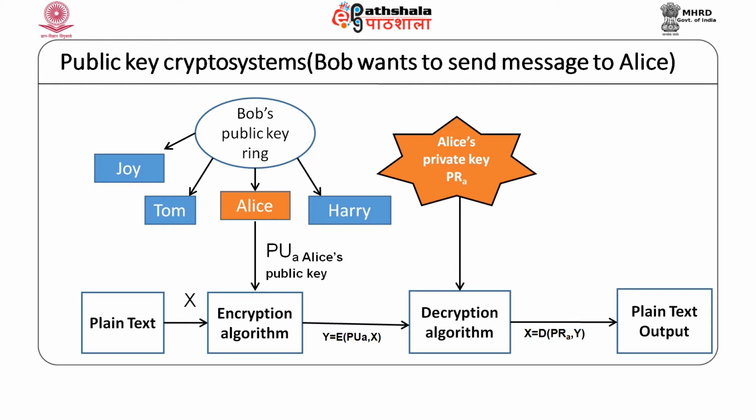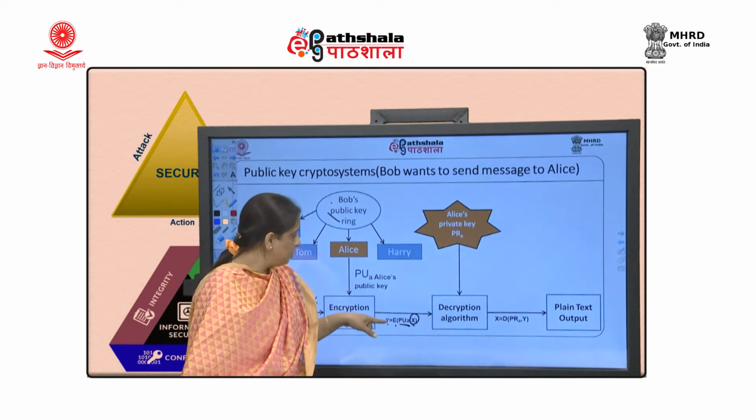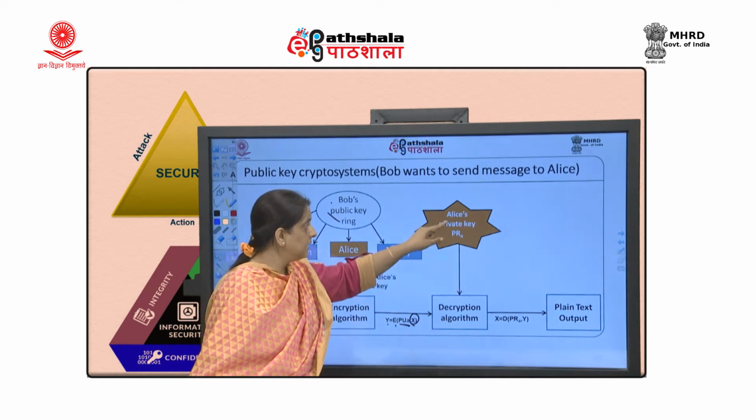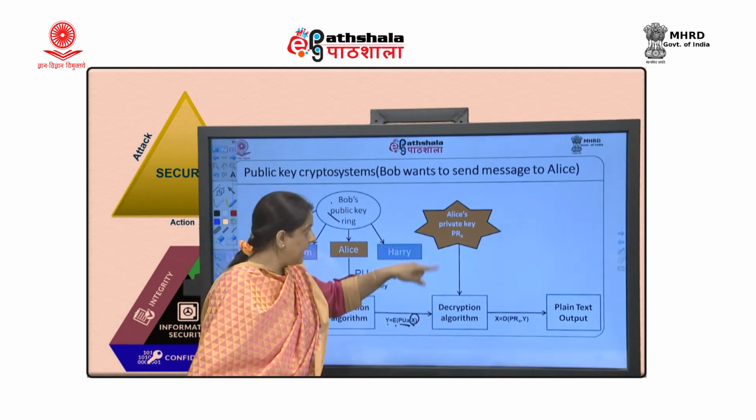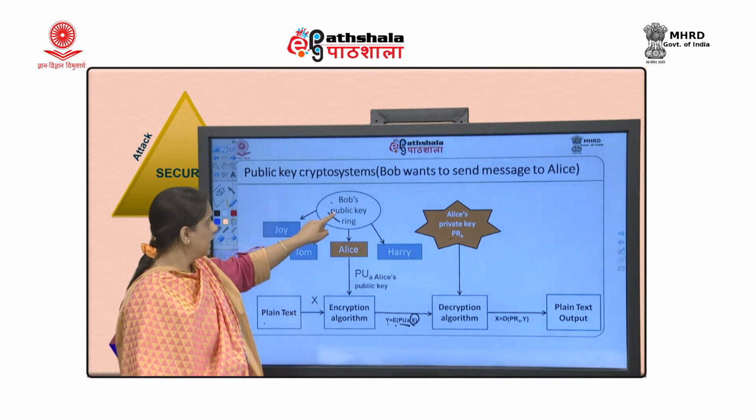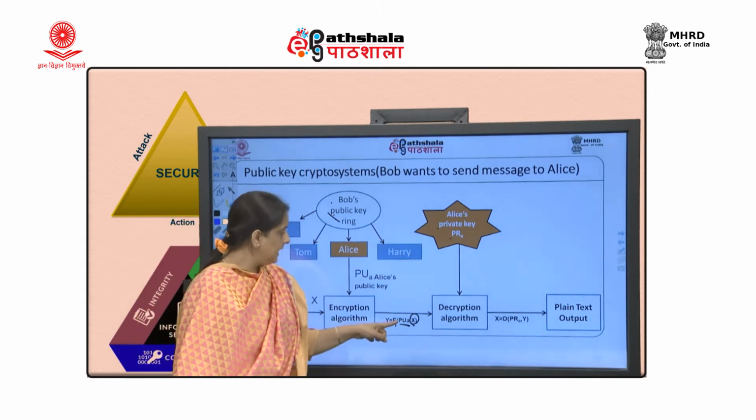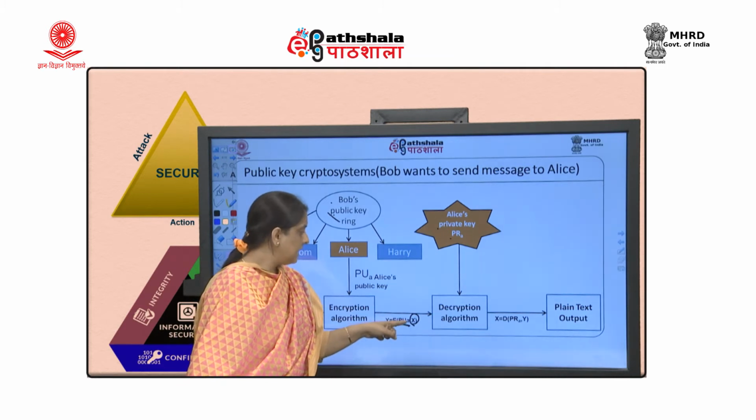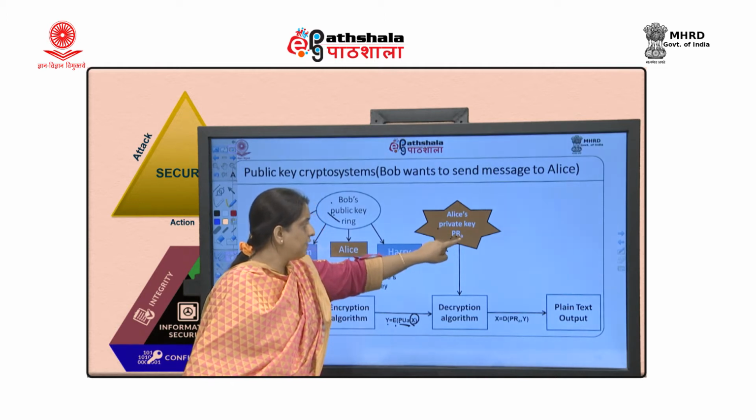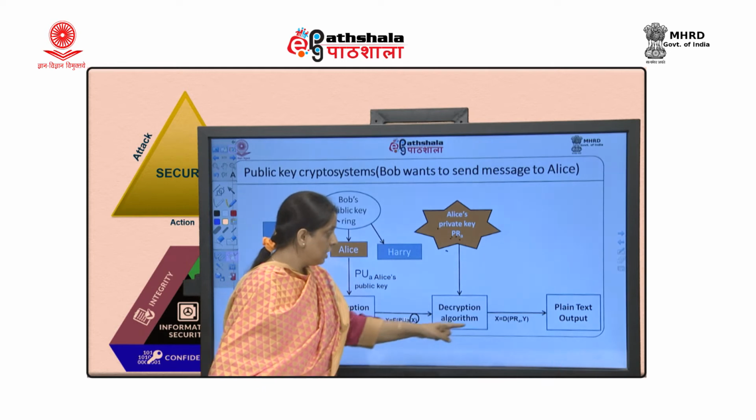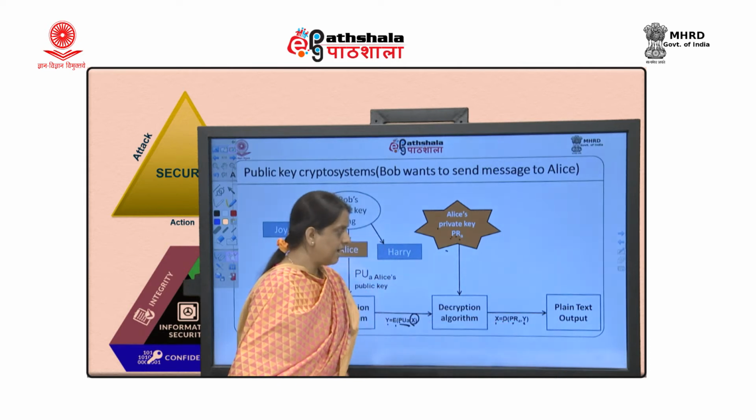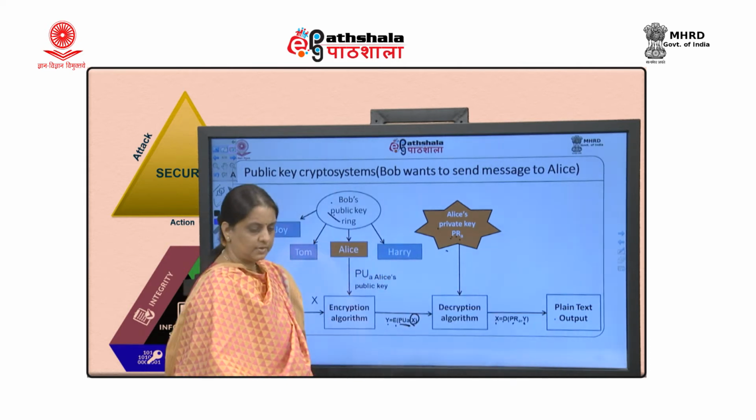This y would be sent by the sender, Alice would receive it and apply the decryption algorithm. This time the key applied to the decryption algorithm is the private key. So there are two key terms, public key and private key. Public key is denoted by PU, and the suffix A denotes whose public key we are talking about. PR denotes the private key, and the suffix denotes whose private key we are talking about. To get our plain text back, the encrypted text is decrypted with the private key and we get the plain text output.